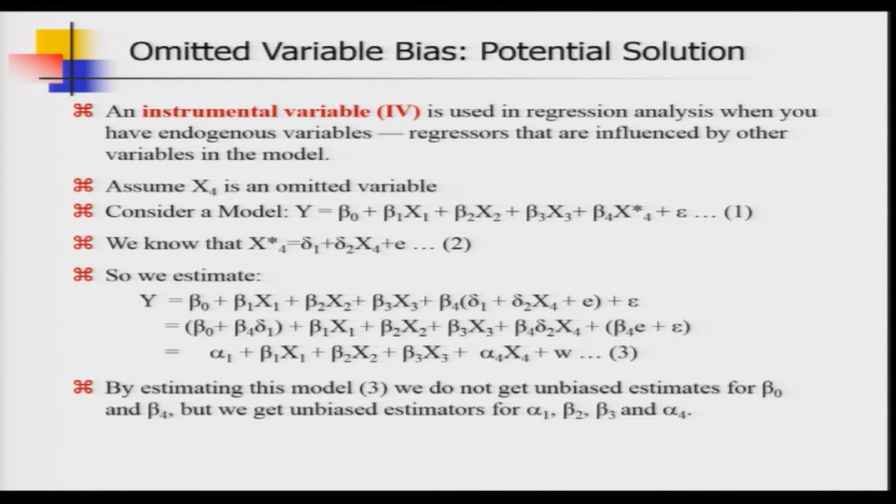Why are we so sure about that? Because now you see a new error term has been introduced in this model, and that is basically w here. If you look at equation number 3 again, note what w is. W is beta 4 times e plus epsilon. Now note that if you take the expectation, beta 4 times e is going to be 0, because from equation 2 we can see that the random error term e is going to obey all the classical linear regression model properties, and epsilon is anyway obeying the classical linear regression properties. So if you take the expected value of w, it is going to be 0.